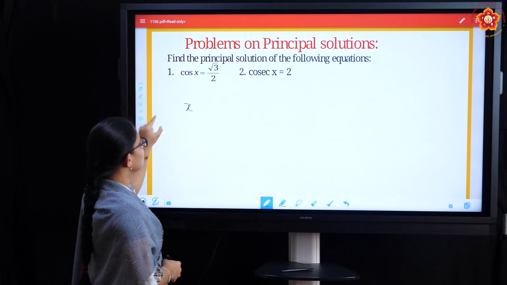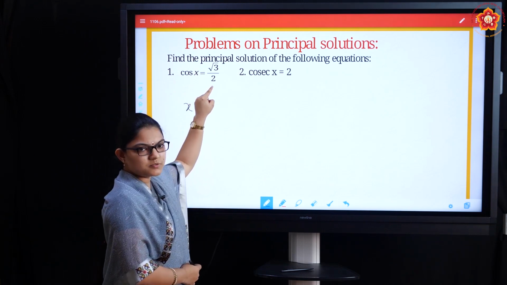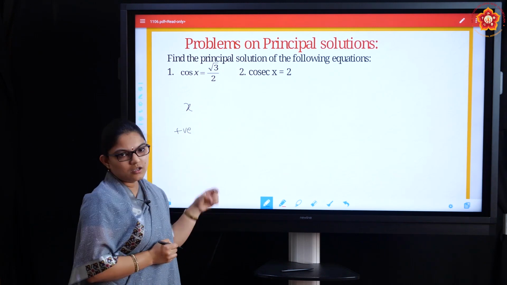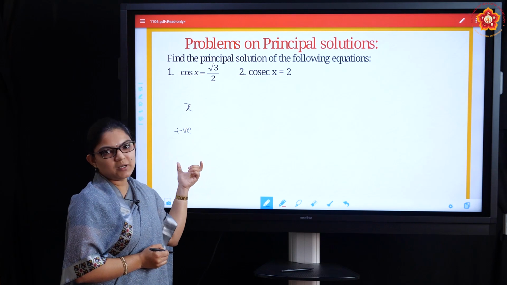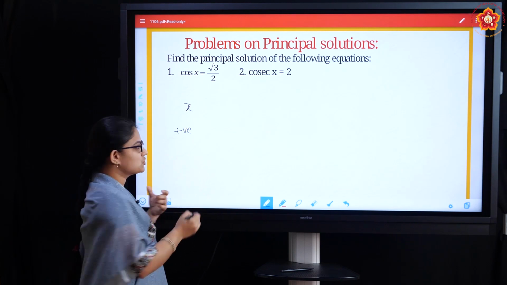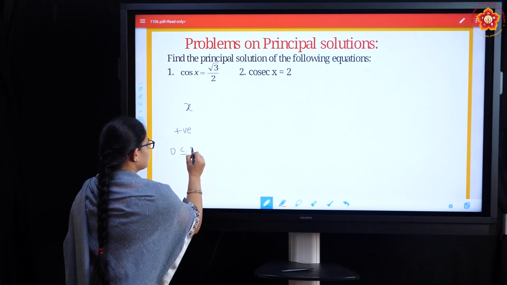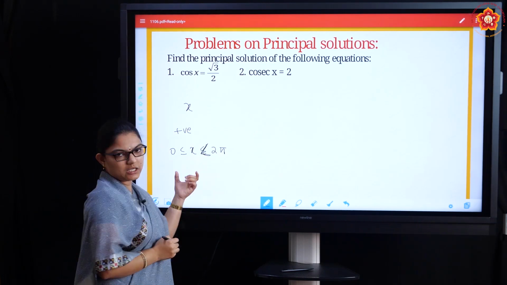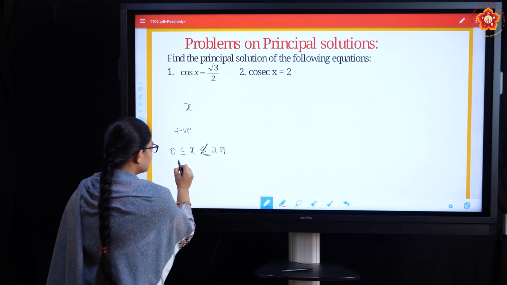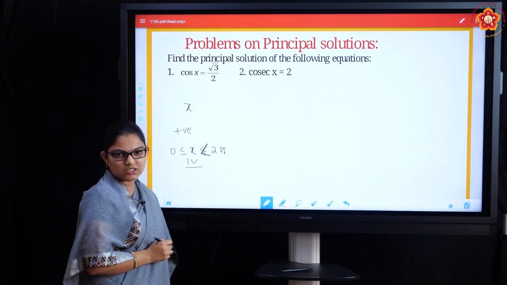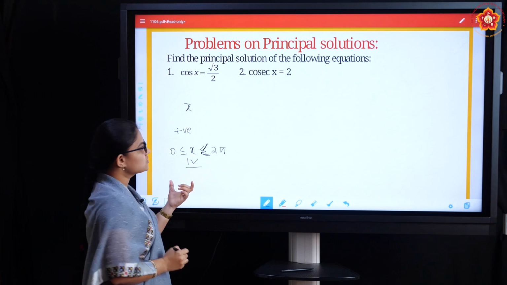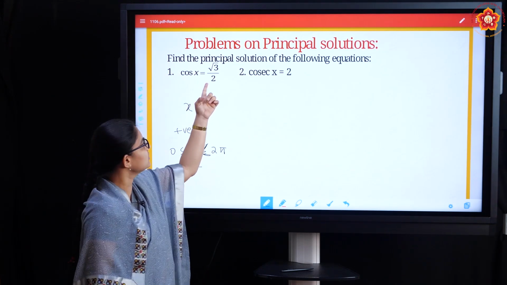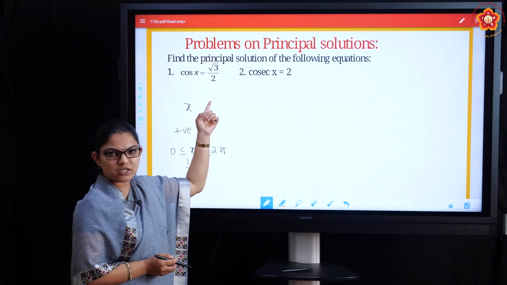So we know that, and what we can observe here, root 3 by 2 which is positive, right? And since it is a principal solution which we are considering, therefore it should be in between 0 to 2 pi, right? In between 0 to 2 pi, and it covers all the 4 quadrants. So in all the 4 quadrants where cos is positive, because we need plus root 3 by 2.